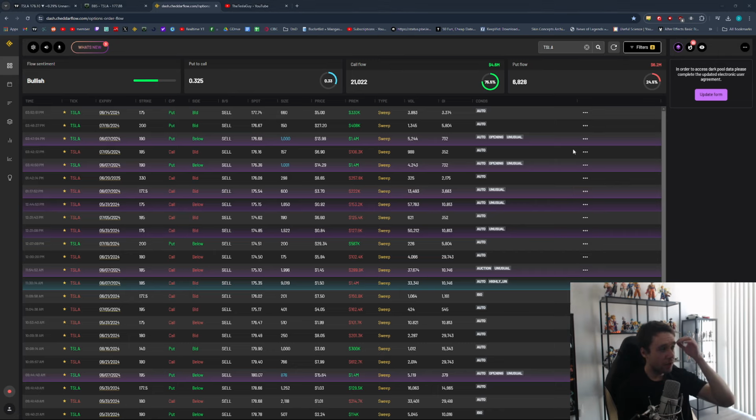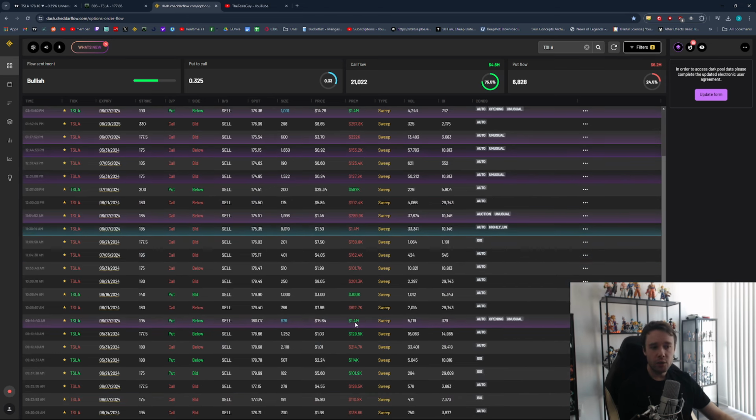But looking at Cheddar Flow quickly here, what I'm looking at now is sold options, right? Over here we look at bought options. These are sold options. And what we see here is pretty interesting as well. In the morning, we actually had a cash secured put being sold, 195 strike, so well above where the stock is trading at, which was about 180, for next week.